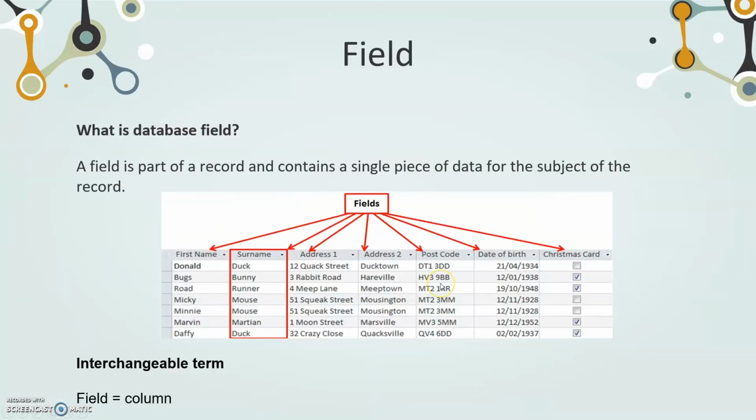And the next one is field. A field is a part of a record and contains a single piece of data for the subject of the record. Field and column are interchangeable terms, so basically a field is our column. You can see the fields of first name, surname, address 1, address 2, postcode, and so forth.